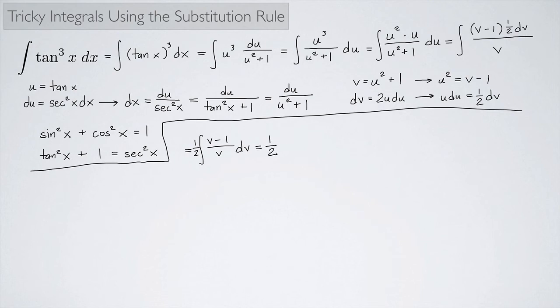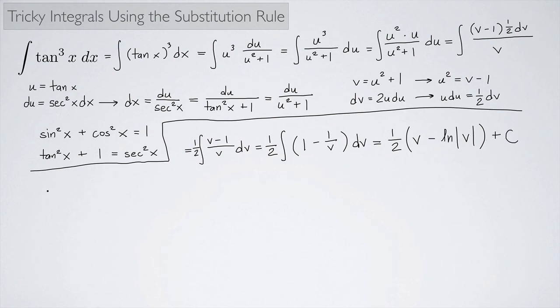So I still have the 1/2 there, and this is the integral of v over v is 1, minus 1 over v dv, and this I can do. So this is going to be 1/2 times the integral of 1, that's v, and the integral of 1 over v, if I remember, is natural log of v. Great, okay, and then I have a plus c.